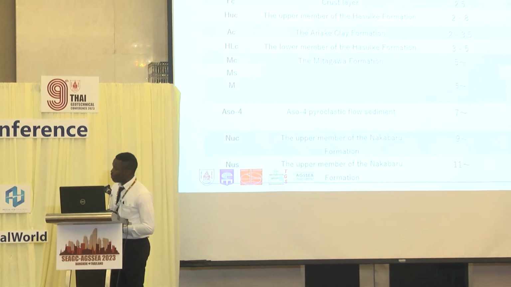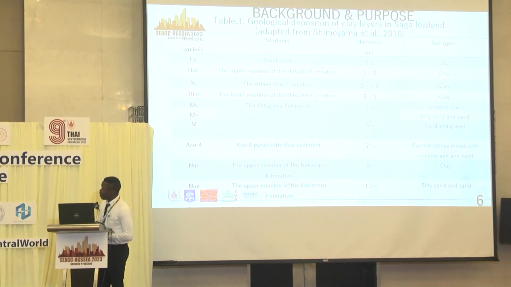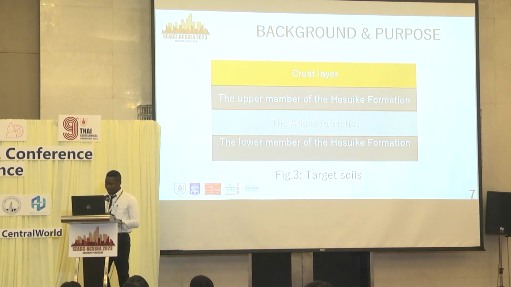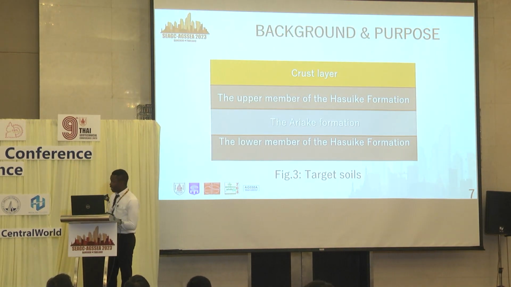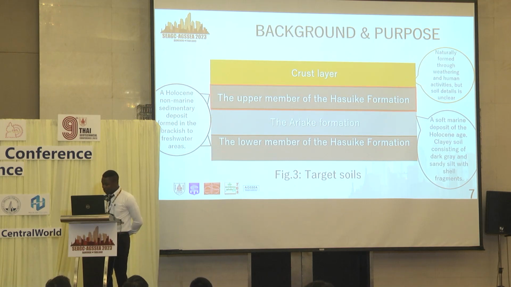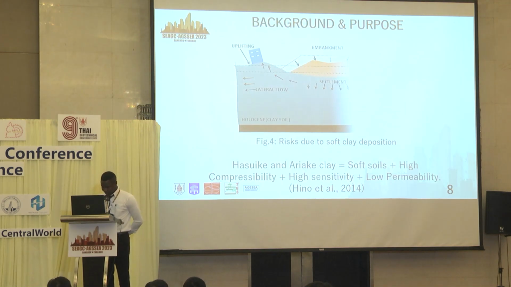So my study will be focusing on this area, the place where we have the clay soil, the upper parts. So first of all, we have the surface layer, the crust layer, the upper member of the SEAGC clay formation, the Ariake formation, the lower member of the SEAGC formation. And those layers have specific characteristics based on the clay specification, and I will be mainly focusing on the upper member of the SEAGC formation.